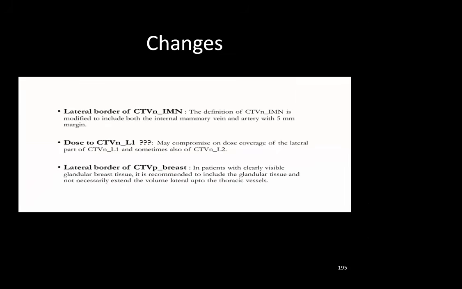The modified IMN includes both the internal mammary vein and internal mammary artery. It may give dose coverage to the lateral part of level 1, sometimes also level 2. In patients with clearly visible glandular breast tissue, it is recommended to include the glandular tissue, not necessarily the external volume, laterally up to the thoracic vessels.